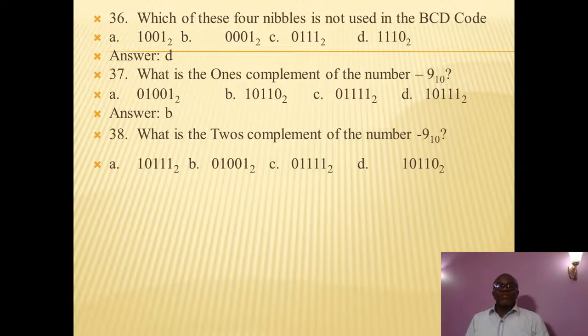So if 1's complement of minus 9 is 10110, then the 2's complement will be what? Of course, 10111. That gives our answer A, because it's that 1's complement that we just added a 1 to.